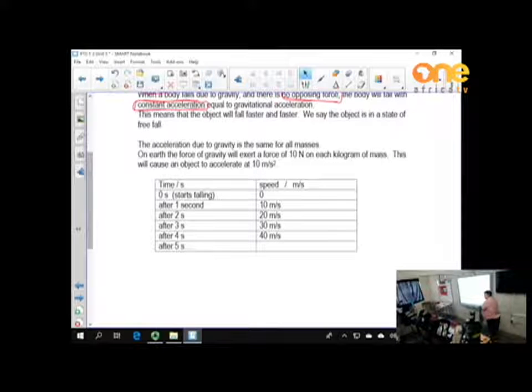No. So for any two objects, whether I have a big boulder like this and a tiny little rubber, and we drop them from the same height, if there was no friction, they would hit the ground at the same time.